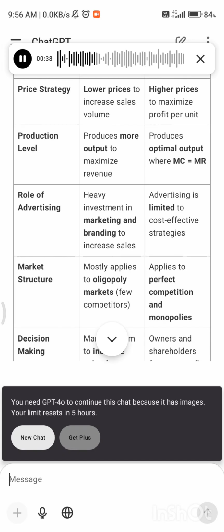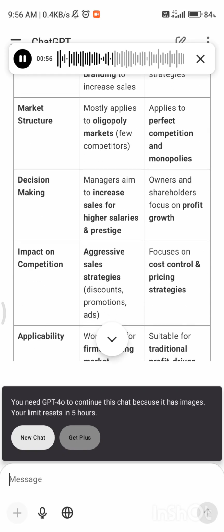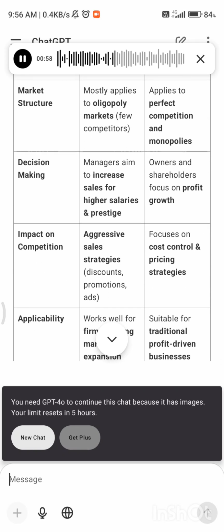Production level: sales maximization produces more output to maximize revenue, while profit maximization produces the optimal output where MC equals MR. Role of advertising: heavy investment in marketing and branding to increase sales, versus advertising limited to cost-effective strategies. Market structure: sales maximization mostly applies to oligopoly markets with few competitors, while profit maximization applies to perfect competition and monopolies.